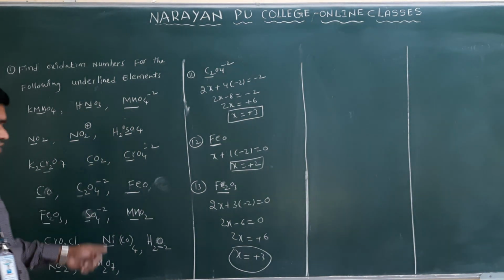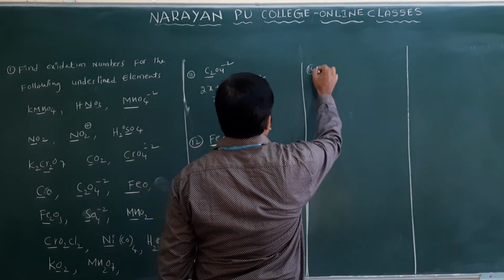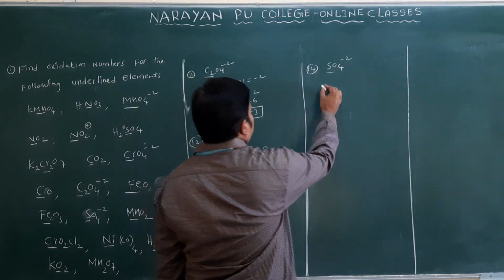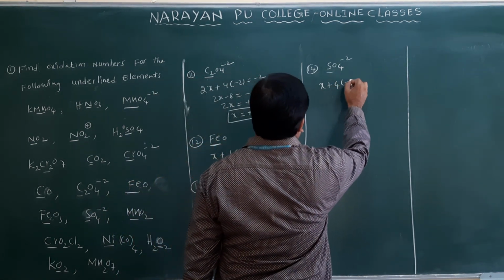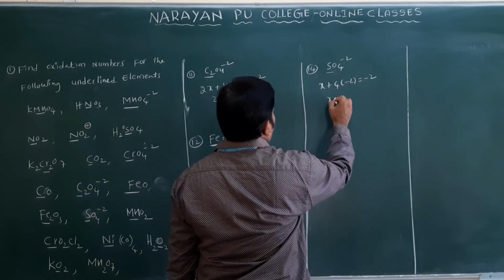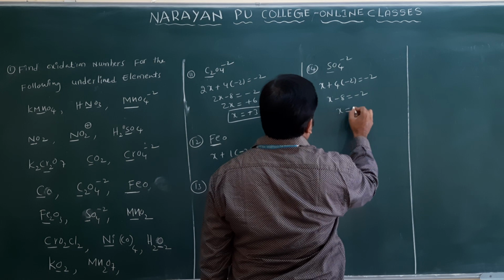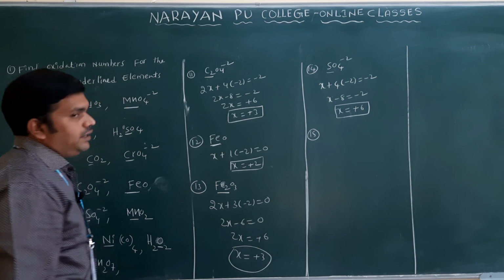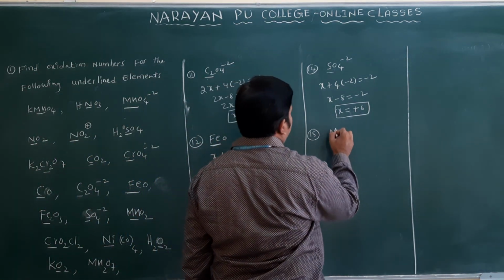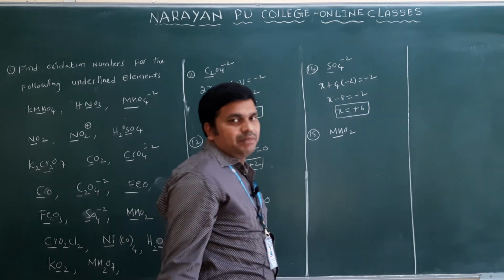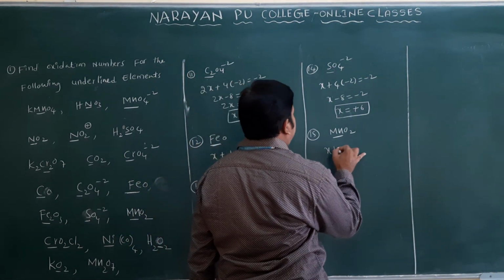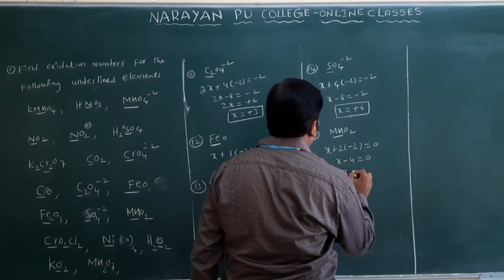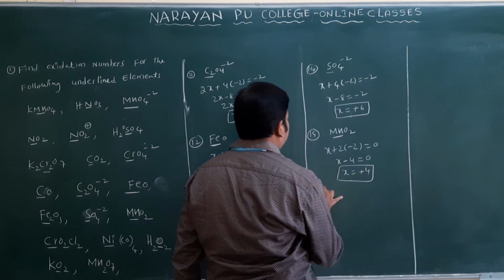After that what we have? SO4 minus 2. The name we have is sulfate ion. We can find out the sulfur oxidation state. So you will write here x plus 4 into minus 2 is equal to minus 2. x minus 8 is equal to minus 2. x equals plus 6 only. See the next one we have, MnO2. You will find out the manganese oxidation number. This is x plus 2 into minus 2 is equal to 0. x minus 4 is equal to 0. x equals plus 4 only.